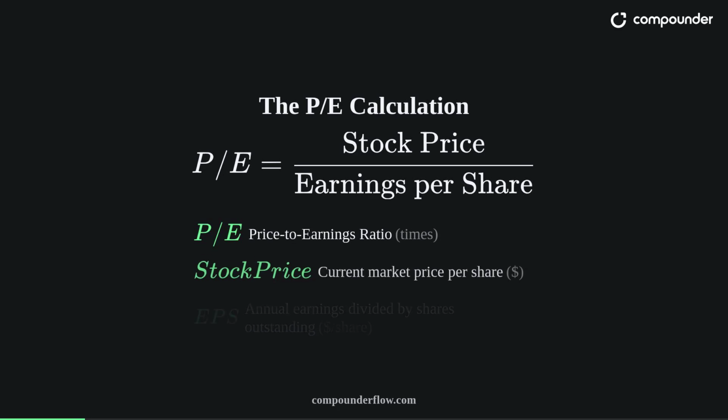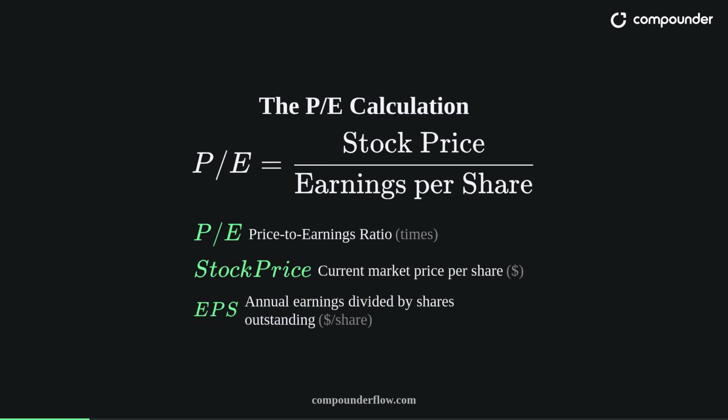The calculation is straightforward. Take the current stock price and divide it by the company's earnings per share. If Apple's stock trades at $150 per share and the company earned $6 per share last year, the PE ratio is 25. This means investors are willing to pay $25 for every dollar of annual earnings.